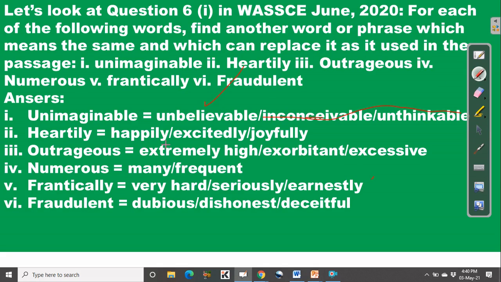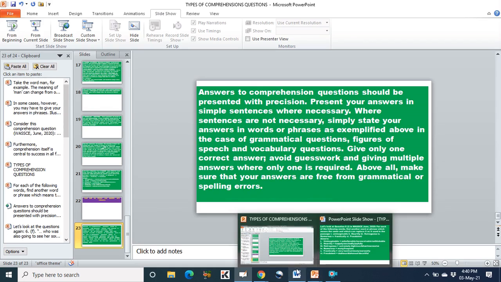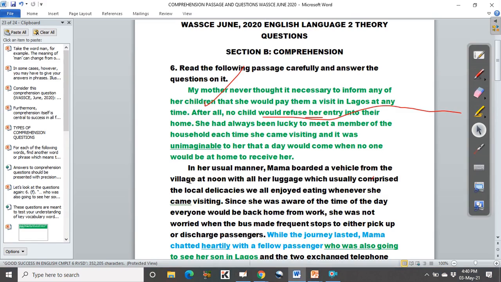Heartily can be happily. Again, let's go back to the passage. We didn't really look at how heartily was used in the passage. So let's look. You can see heartily here. While the journey lasted, Mama chatted heartily with a fellow passenger. She chatted heartily. So you can replace this with happily or joyfully or excitedly. When you chat with someone and you are really passionate about it.